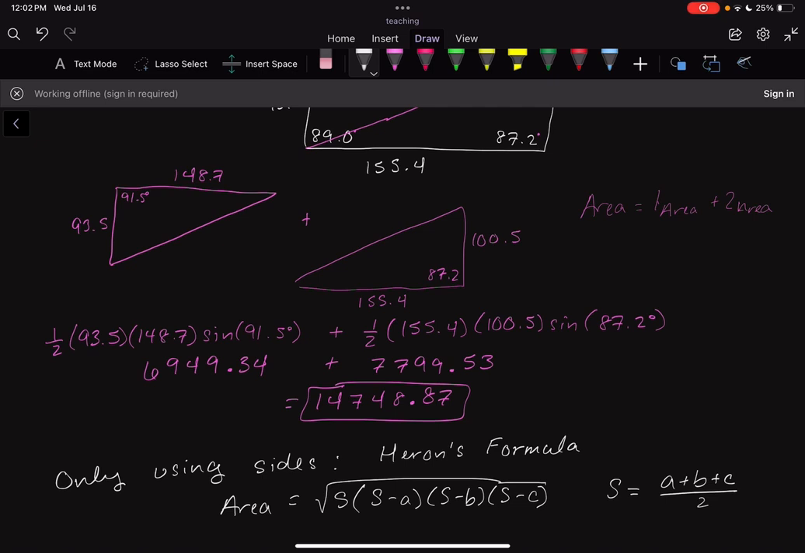Some of these ones that say use Heron's area formula, when you get to them, you can use the formula or you can just find an angle using law of cosines and then go ahead and use our normal formula. Just remember, you don't have to do the homework the way they say to do the homework. You can use different methods to figure out your questions.